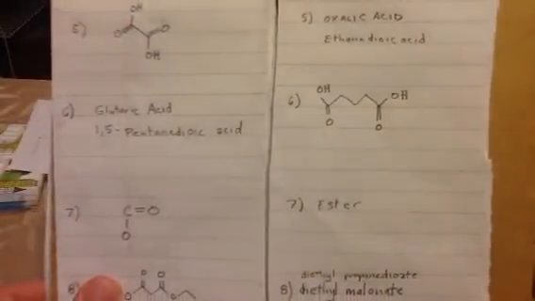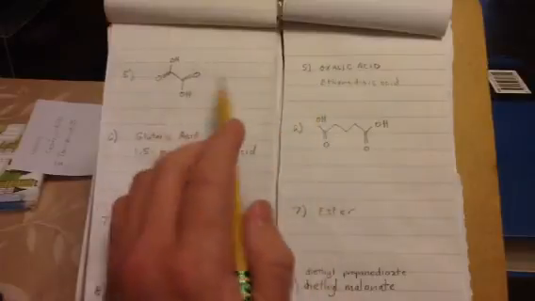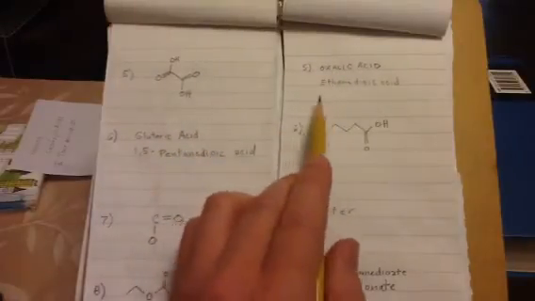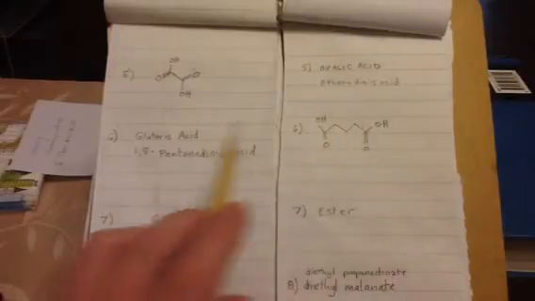Problems 5, 6, 7, and 8. So pause the video here and see if you can solve these. So here we'll start with number 5. This is oxalic acid. Also, it could be called ethane dioic acid.